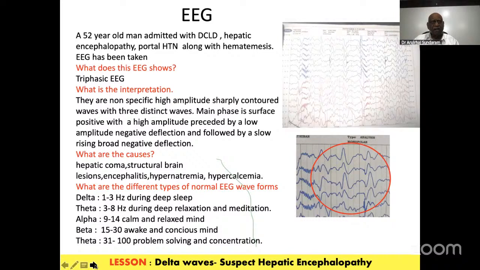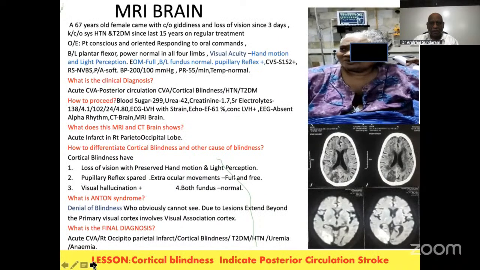This is a chronic liver disease patient who has hepatic encephalopathy. But still, the postgraduate raised a doubt: could it be a CNS lesion inside? You take an EEG first, which shows the classical delta waves. Triphasic waves, this is mostly positive. It is very classical. The other waves are alpha, beta, theta. But the delta wave always speaks in favor of hepatic encephalopathy. Once you manage the encephalopathy, this comes back to normal.